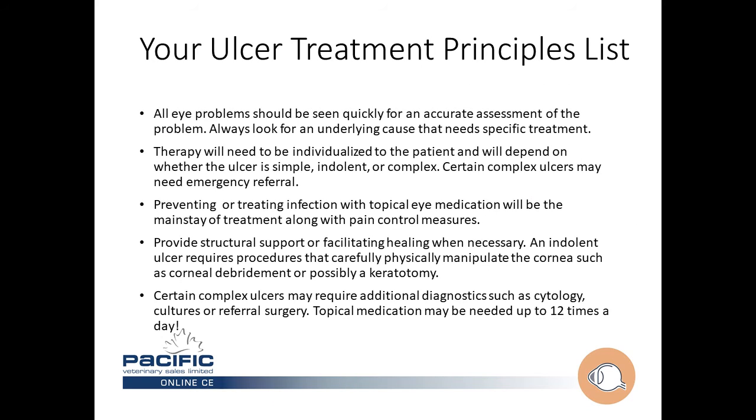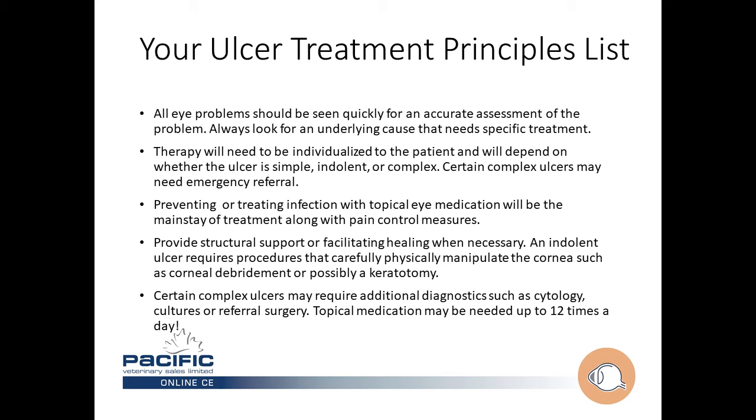Your ulcer treatment principles list. All eye problems should be seen quickly for an accurate assessment of the problem. Always look for an underlying cause that needs specific treatment. Therapy will need to be individualized to the patient and will depend on whether the ulcer is simple, indolent, or complex. Certain complex ulcers may need emergency referral. Preventing or treating infection with topical eye medication will be the mainstay of treatment, along with pain control measures. Provide structural support or facilitate healing when necessary.